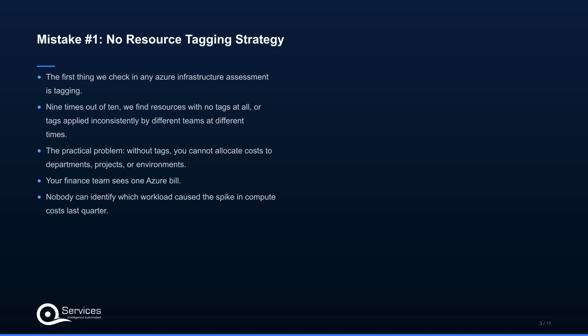Your finance team sees one Azure bill. Nobody can identify which workload caused the spike in compute costs last quarter. Every investigation becomes a manual search through the portal, and manual searches rarely find everything. According to Microsoft's Azure Cost Management Best Practices, consistent tagging is the foundational step for any cost governance program. Without it, every other optimization effort is guesswork.